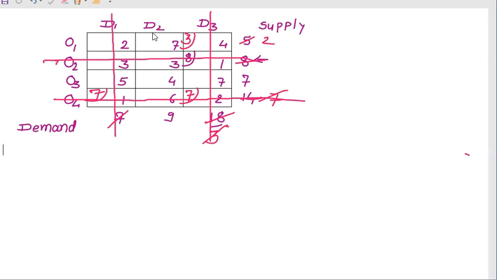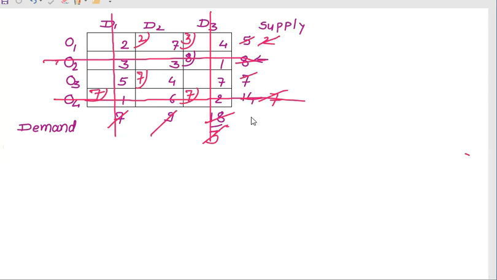What is the requirement at D2? The requirement is 9. How many units are available now? 2 plus 7. 9 units are available, 9 units are required. So we transport these 2 units from the first factory to the second warehouse and 7 units from the third factory to the second warehouse. So 2 plus 7 is 9. So the requirement is satisfied and supply is also exhausted.